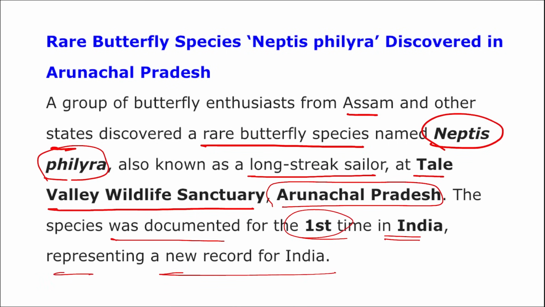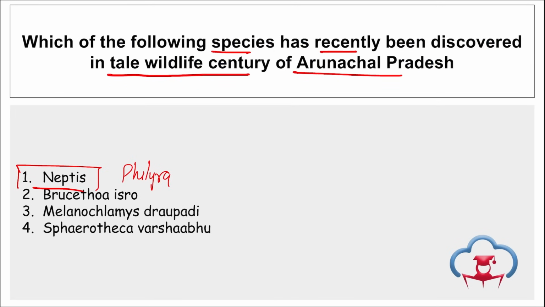Right? Apart from this, if we talk about Brucithoa isro, right, researchers discovered this new species of deep sea isopod known as Brucithoa isro. Right, this was discovered off the Kollam coast in Kerala. Right, and this species has been named after ISRO. Correct, and this is for the successful space mission of Chandrayaan 3. It was named after ISRO.